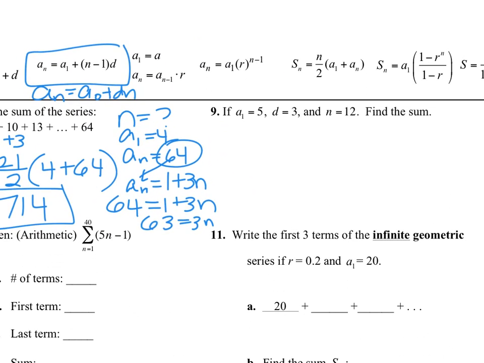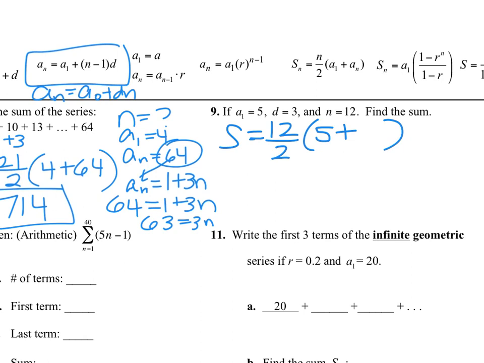A sub 1 is 5, d is 3, and n is 12, find the sum. Once again, they're not giving us all the information. We have to find some pieces. So this is a common difference, which means we're going to use the sum formula for arithmetic. We know that there are 12 numbers. Divide it by 2. We know that the first number is 5, and we've got to find the last number. By the way, if this is all you can do and you forget how to do the rest of it, at least write that down on your test so I know that you know some of it, okay?